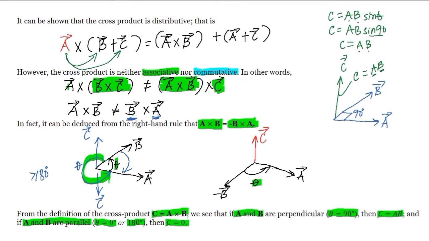Ito yon yung sinasabi niya na to. And if your theta is equal to 0 degree, no? So C is equal to 0. Why? Because the sine of 0 is equal to 0.